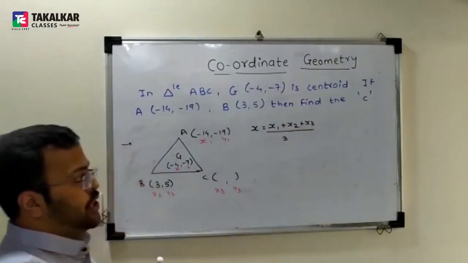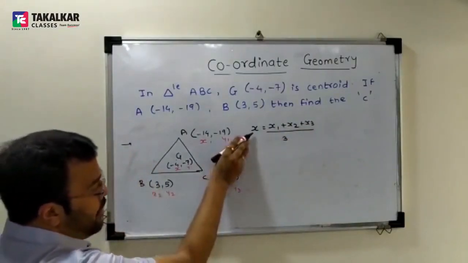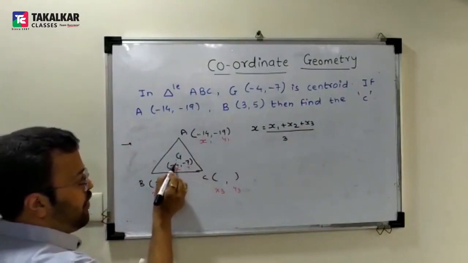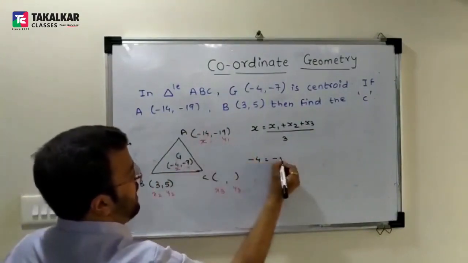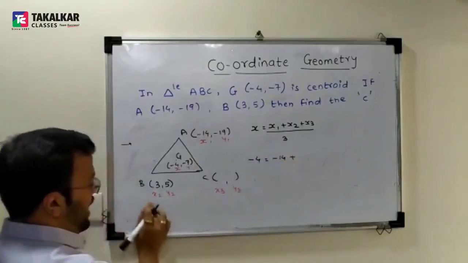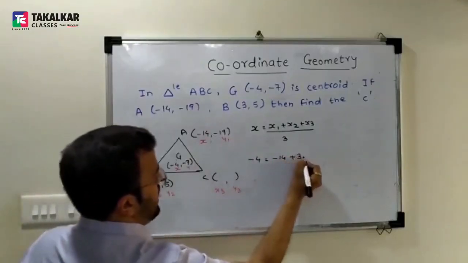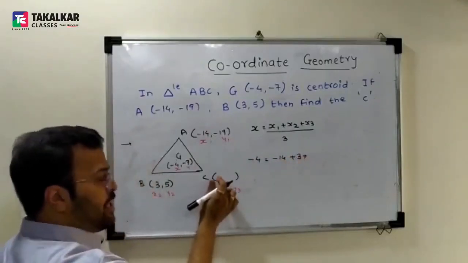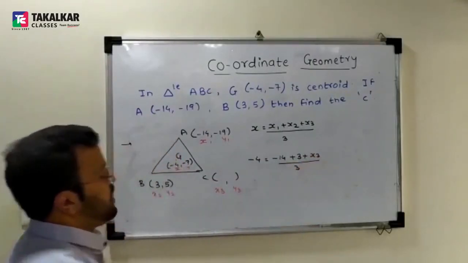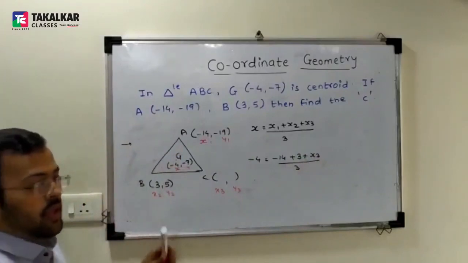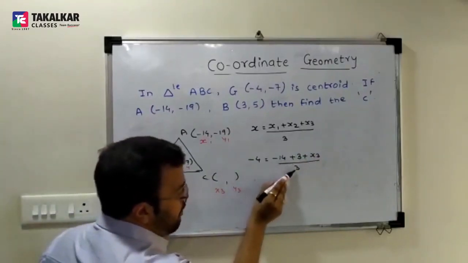Now just substitute the values. Do you know x? Yes. What is the value of x? Minus 4. What is the value of x1? Minus 14. What is the value of x2? 3. Do you know x3? No. So we write x3 as it is, upon 3. Am I clear?